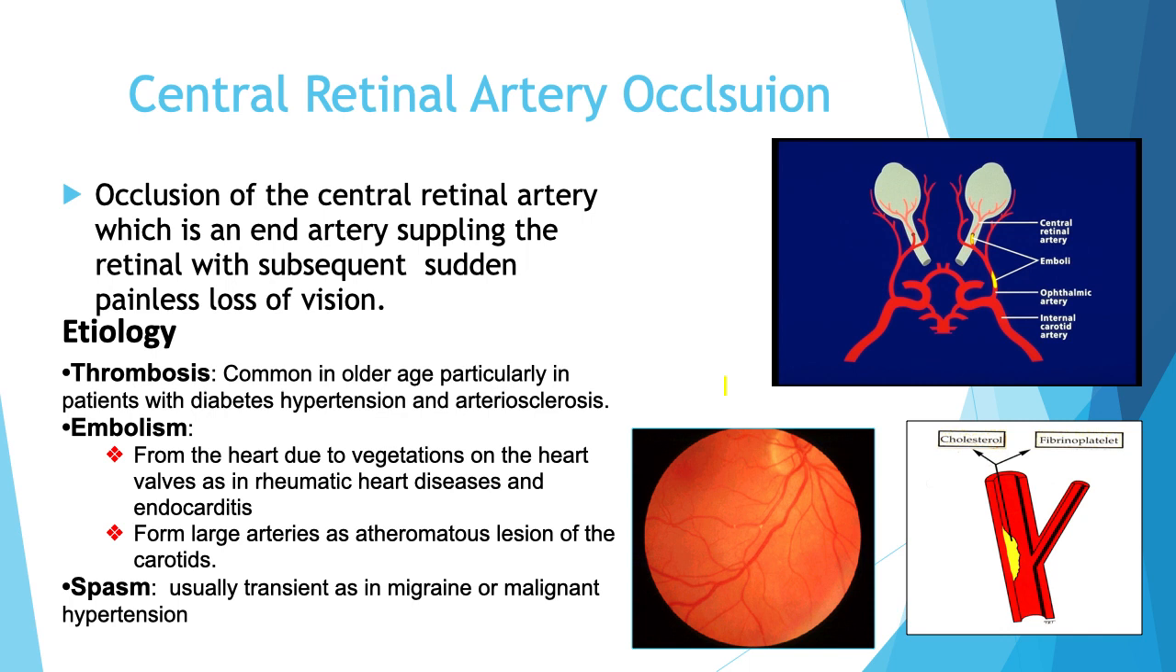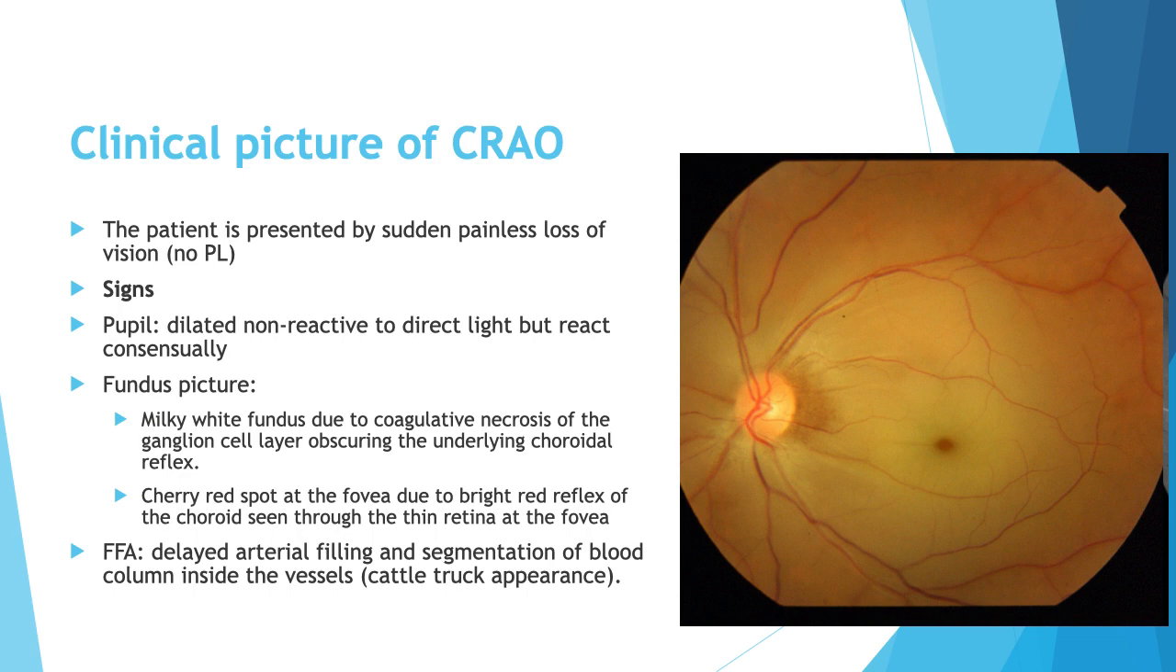The third, least common cause is spasm, which is transient, as in migraine and malignant hypertension, but sometimes the spasm persists, which also leads to complete loss of vision even after the spasm is released. This picture shows small cholesterol emboli entangled at the bifurcation of the artery, and we can see the small yellowish particles. These are called emboli or cholesterol emboli.